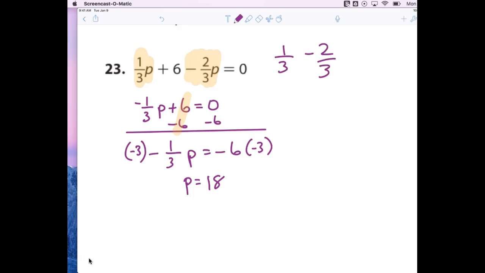What's 1/3 minus 2/3? Say it. Negative 1/3, right? You sure? Okay.